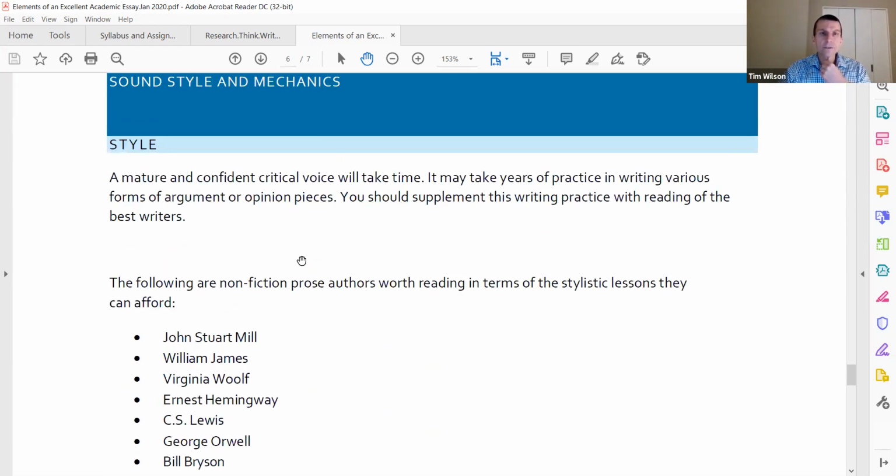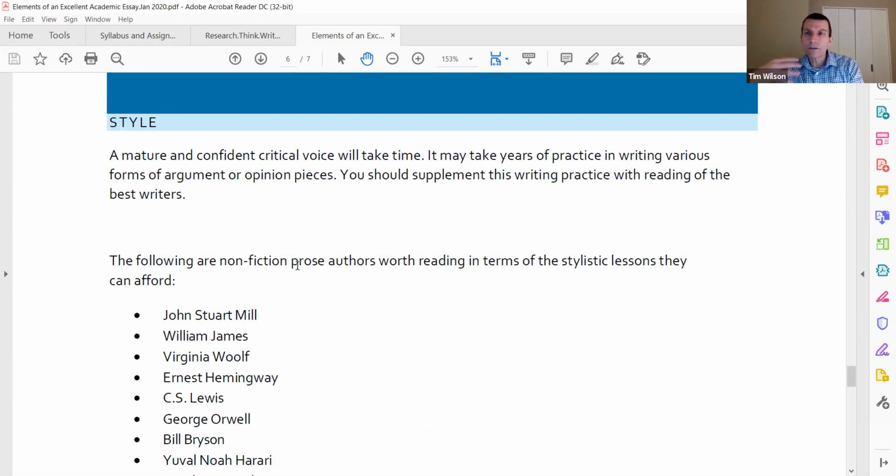So, sound, style, and mechanics. Here, I don't have as much concrete advice. When it comes to style, I'm more forgiving than for the others, because we're all young, we're not necessarily great authors. For many of you, English is a second language, so this is tough at the best of times. So I'm more forgiving on the style part, and I don't have concrete advice for you. There are no concrete pieces of advice.